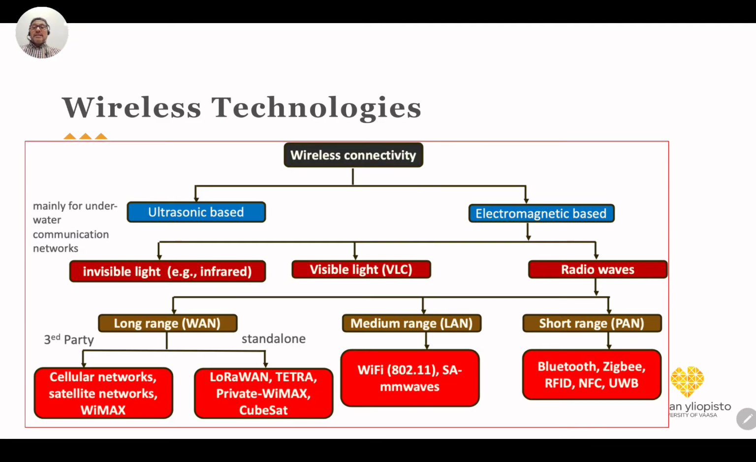However, in general, we can divide the communication technologies as shown in this figure on these blocks. Wireless connectivity can be divided into electromagnetic based or ultrasonic based. We know that ultrasonic also is wireless, of course, but it uses a mechanical wave, not an electromagnetic wave, and it is mainly useful for underwater communication and for some other special applications where electromagnetic waves can be blocked effectively.